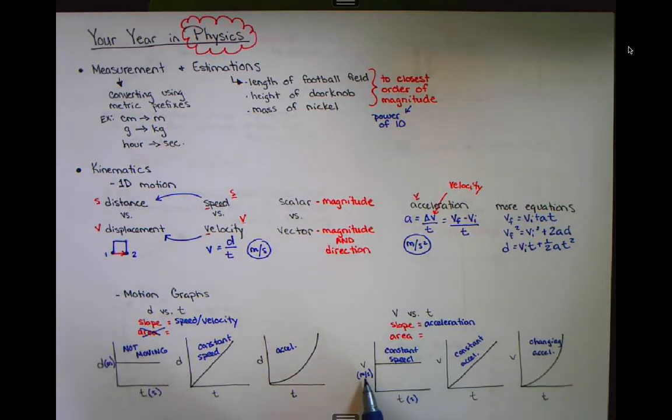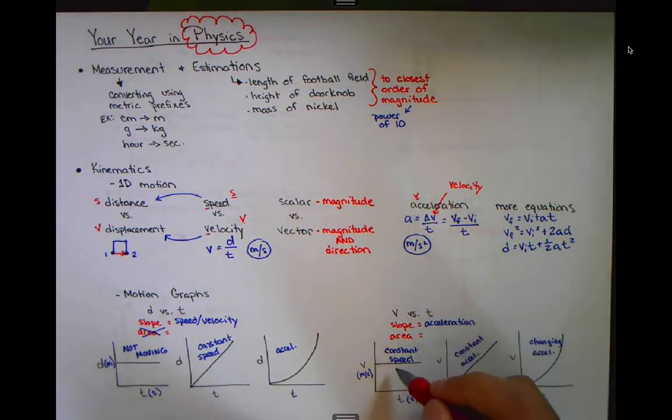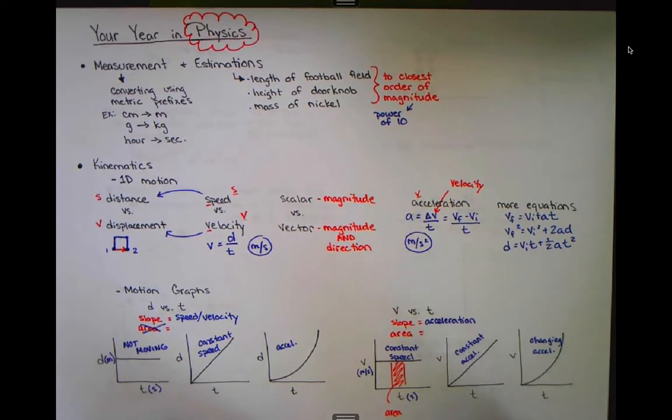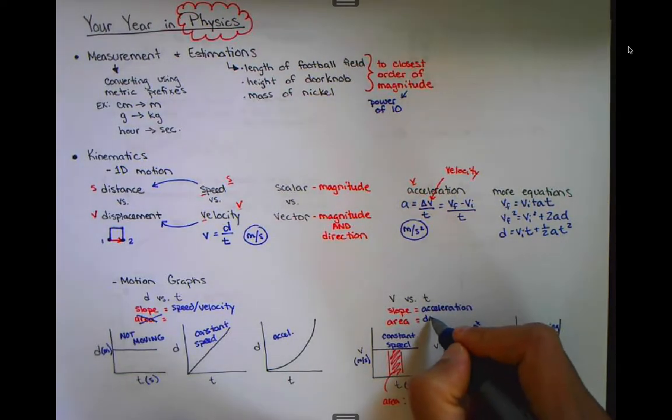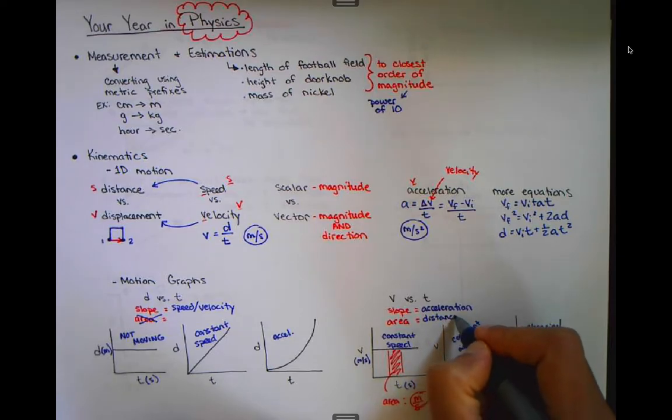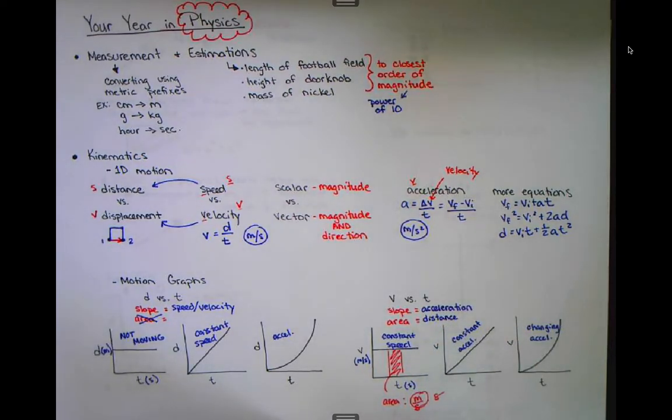And then if I look at the area, so if I were to just draw a section here, let's look at the area under the curve. To find the area of this, we are going to do essentially base times height, but I'm going to look at just my units here. So I have meters per second times a second, so the seconds cancel, and I'm left with meters. So that tells me that the area under the curve represents the distance or the displacement. Okay, good things to know there.